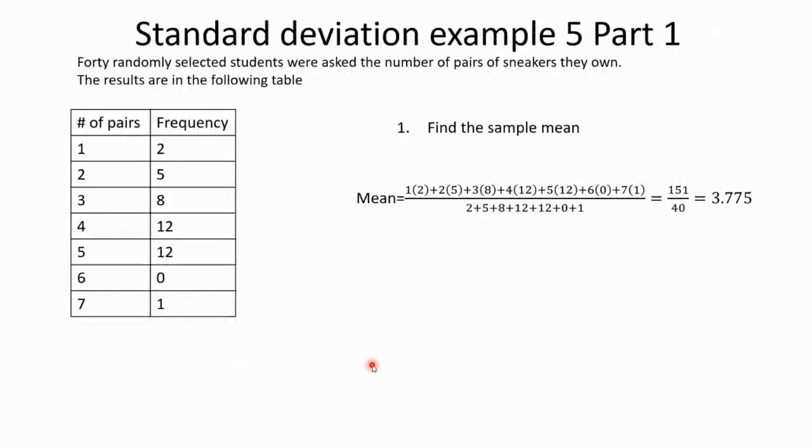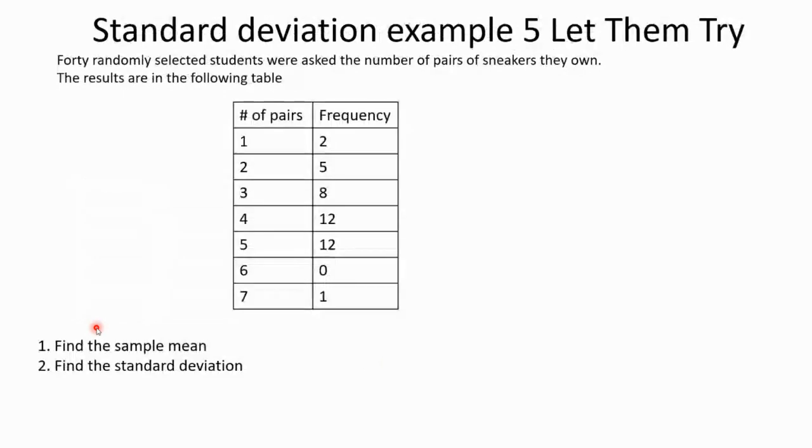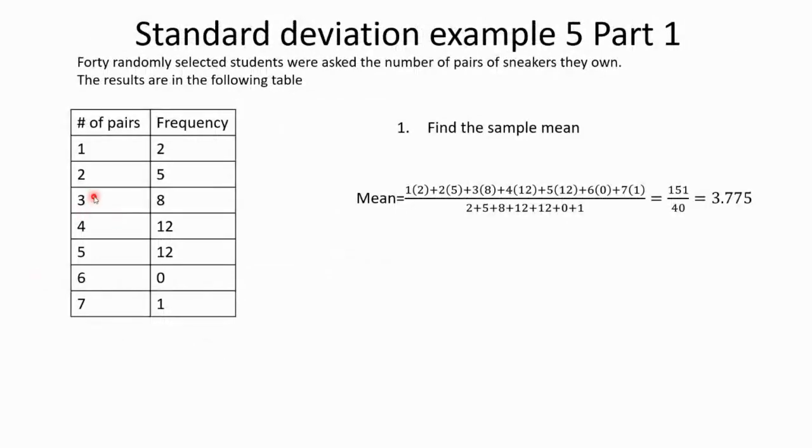All right, so for the mean, it's just like before. Take each data value, multiply it by its frequency, because that's the same as listing the data value according to its frequency. So 1 would be listed twice, 2 would be listed 5 times. But instead of doing that, we could just multiply. So 1 times 2 plus 2 times 5 plus 3 times 8 and so on.